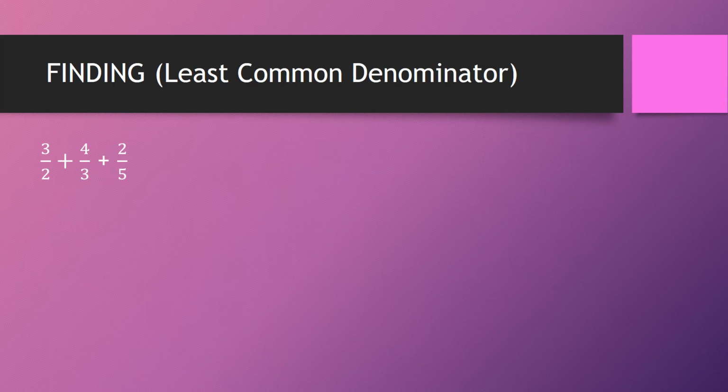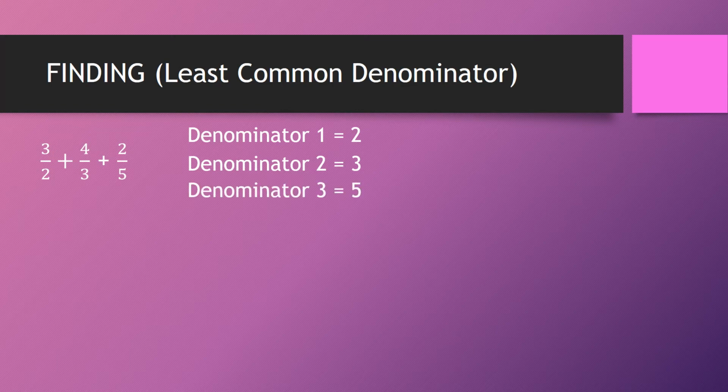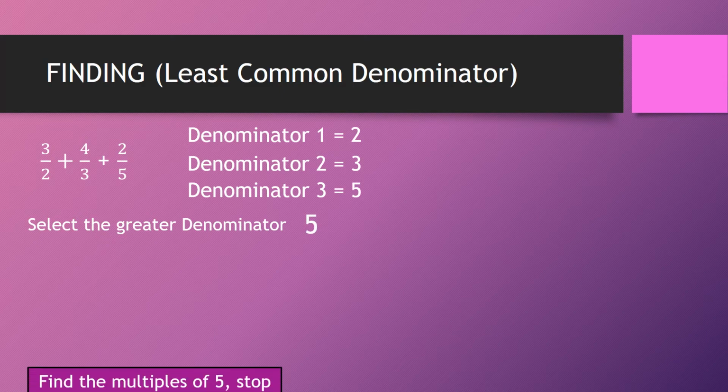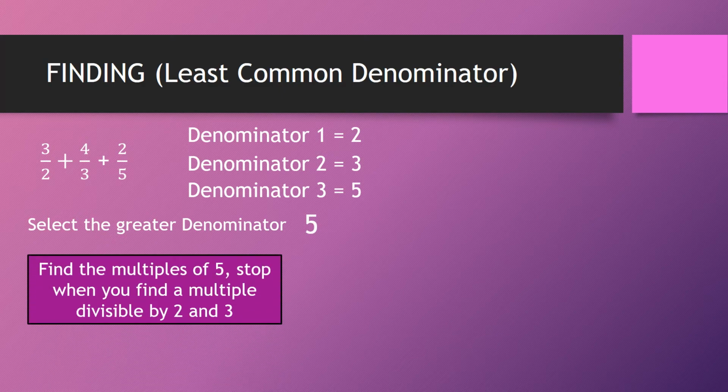Another example, in this case, we have three denominators. Denominator number 1 is 2, denominator number 2 is 3, and denominator number 3 is 5. Remember, select the greatest denominator. The greatest denominator in this case is 5. And now I'm going to find all the multiples of 5, and we stop when we find a multiple that is divisible by 2 and 3 at the same time.